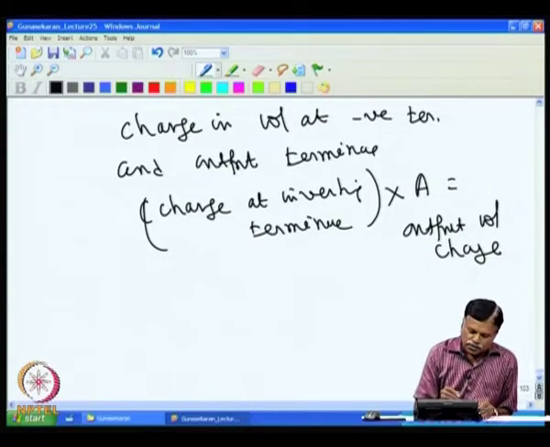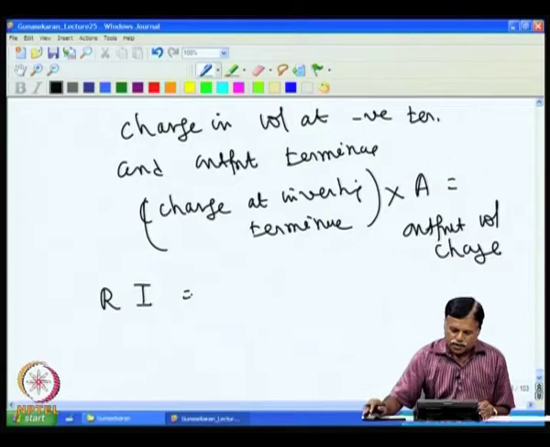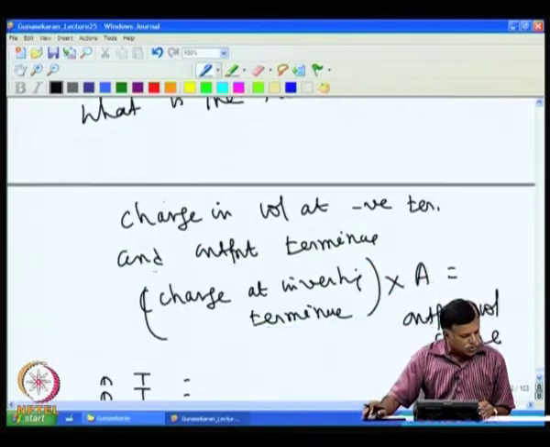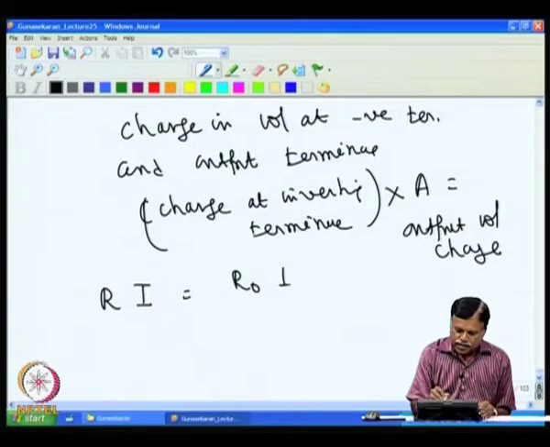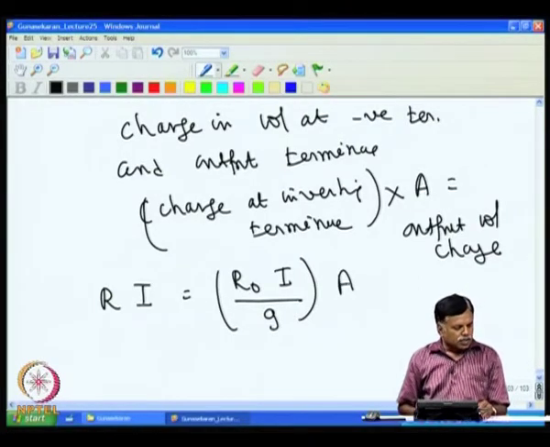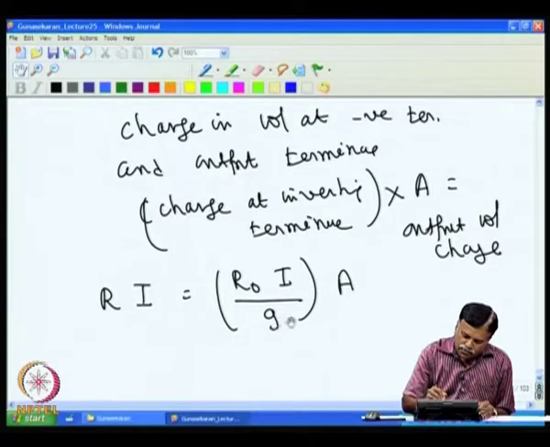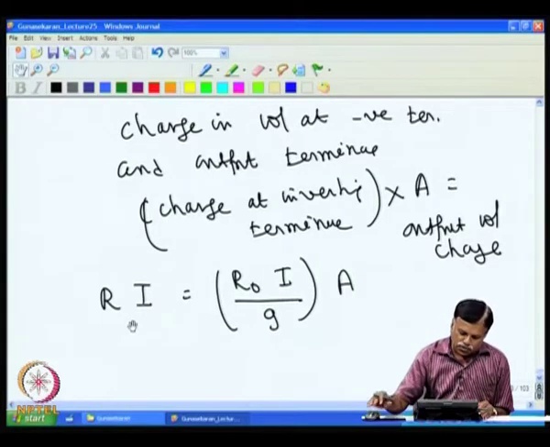So, I can write it like this. If I take R as the output resistance, then R into I is the output voltage change, which we have already written down: it is equal to R0 into I divided by G, that is the change at the negative terminal, into A, because A is the open loop gain. This term gives the change at the minus terminal, and that multiplied by A gives you the output voltage change. So, that is the actual voltage drop across the op amp's internal resistance.